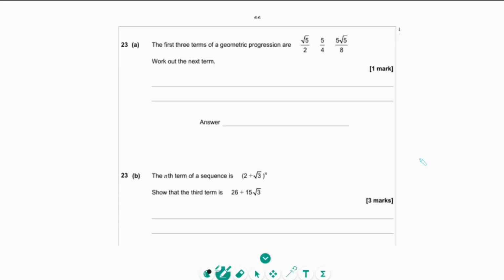Question 23a. The first 3 terms of a geometric progression are as follows. Work out the next term. So for a geometric progression, you're always multiplying between terms. To work out the multiplier, let's divide 5 over 4 by root 5 over 2. Okay, let's keep, flip, change.